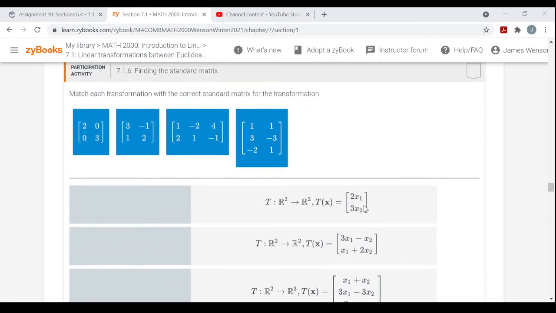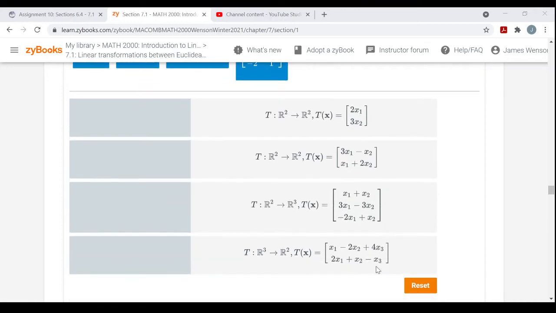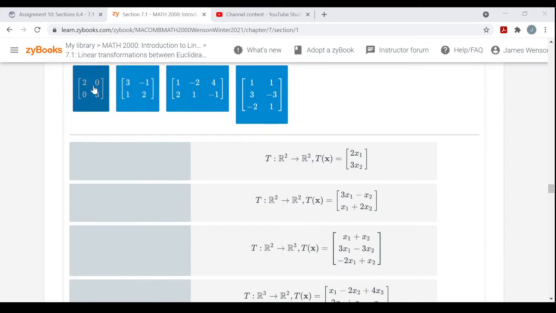All these are linear transformations. Right? The only transformations you can express as matrix transformations are linear transformations. So for the first one, you see the coefficients of x1 are 2 and 0. The coefficients of x2 are 0 and 3. So 2, 0, 0, 3. This matrix here would be the standard matrix for that transformation.